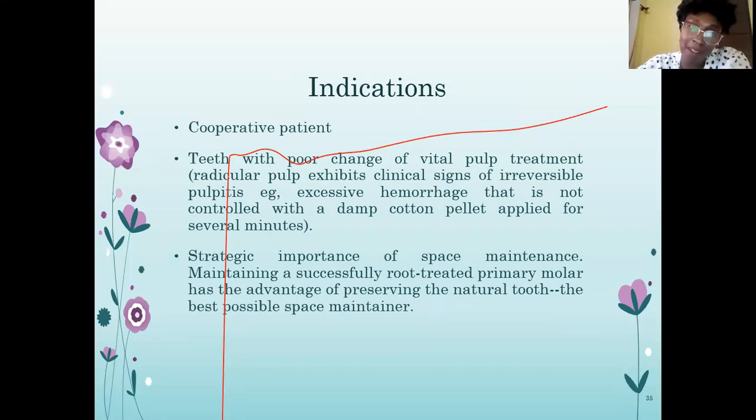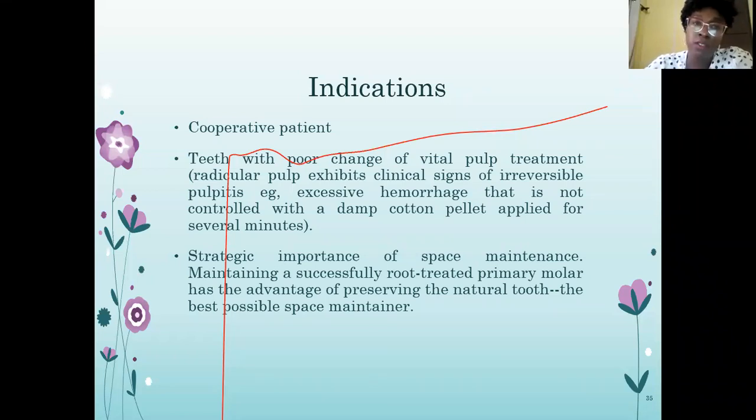So what are the indications? Of course, a cooperative patient, even in pulpotomy, is always best. But because here you'll take a bit longer and the technique is a bit more sensitive, a cooperative patient is imperative. Then teeth with poor chance of vital pulp treatment. For example, you're trying to do a pulpotomy, you open up, you're in the coronal pulp, you have amputated your coronal pulp and there is still excessive hemorrhage. You're unable to control it with a damp cotton pellet. That just means you have to go in and remove the radicular pulp as well.